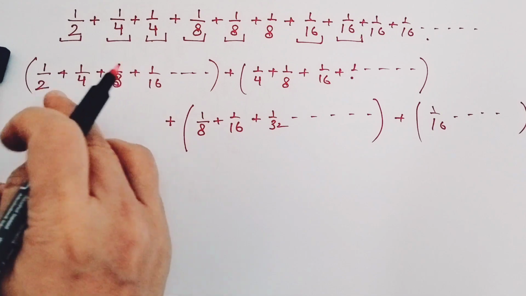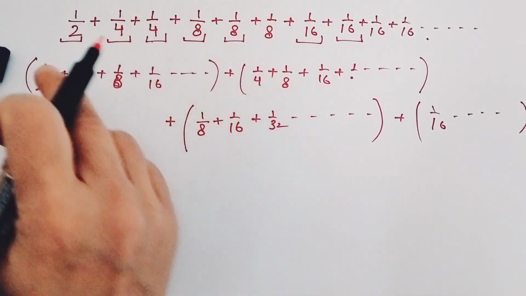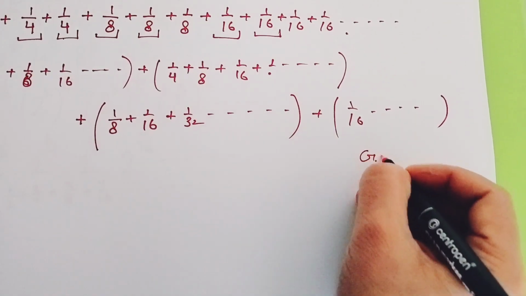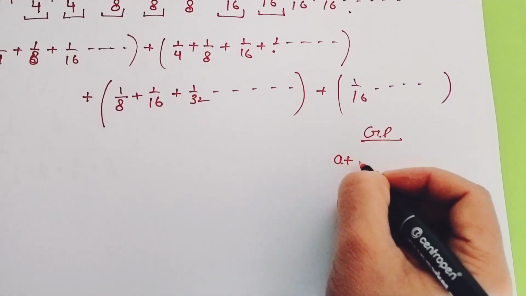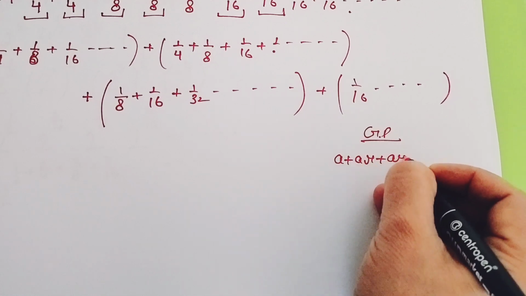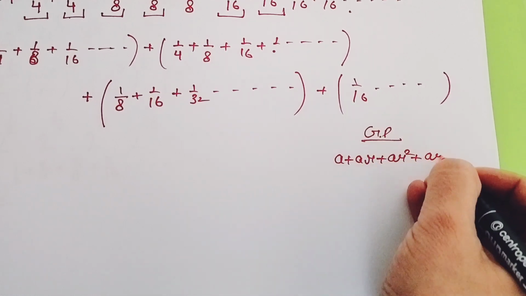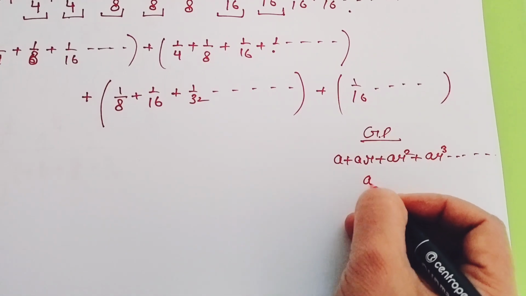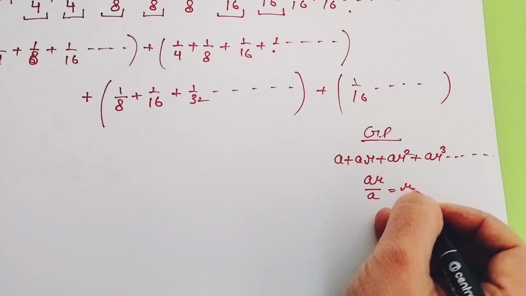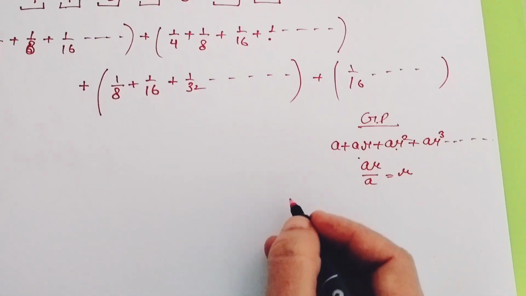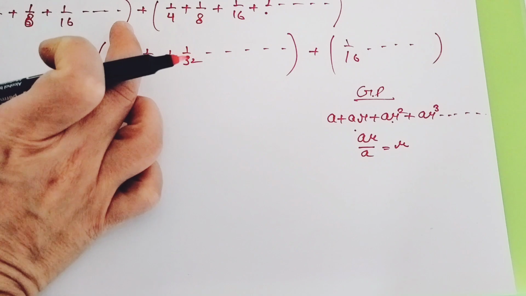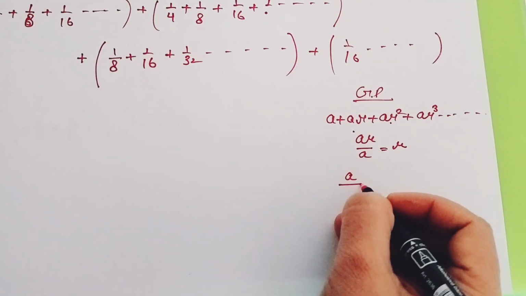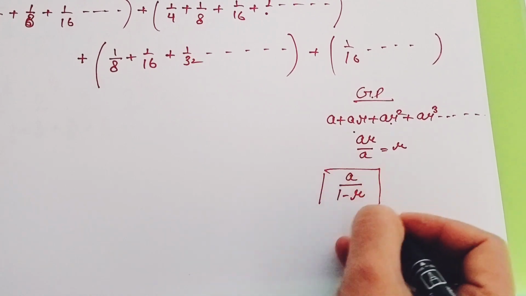Why did we divide? Because now this is a GP. What is a GP? I can write it here. When we have a series like this, A plus AR plus AR square plus AR cube and so on, that means we have a common ratio. AR upon A is R. AR square upon AR is R. So for a GP, the sum of infinite terms is A upon 1 minus R.